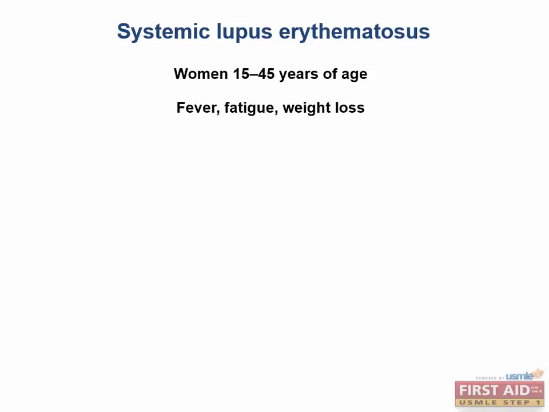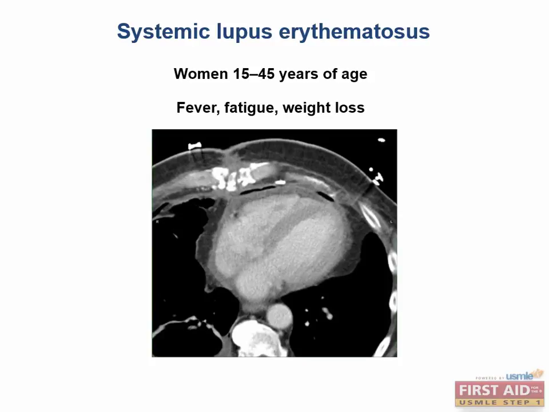Okay, what else can happen to the heart in lupus? Pericarditis, and it's the most common cardiac manifestation. Do you remember the symptoms of pericarditis? Chest pain that's relieved by tripoding and exacerbated by lying down or taking deep breaths.